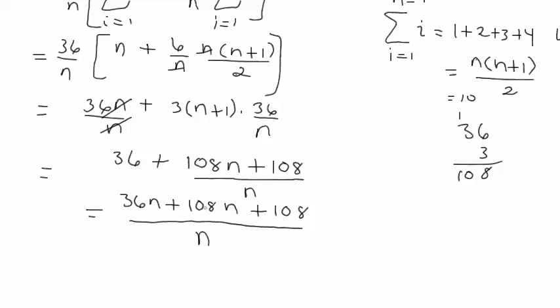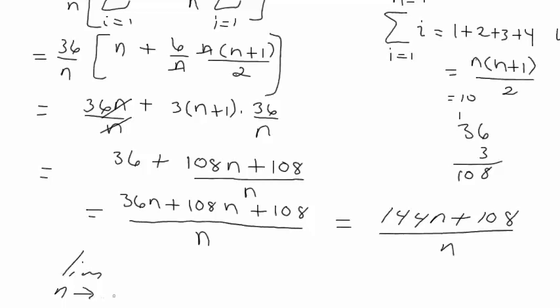Okay, now let's go ahead and add both of those guys together. So we have 108 plus 36, and is that 144? I believe it is. So I'm going to go ahead and write that right over here. So we have 144n plus 108, and that's all over n. Now we have the limit as n goes to infinity.